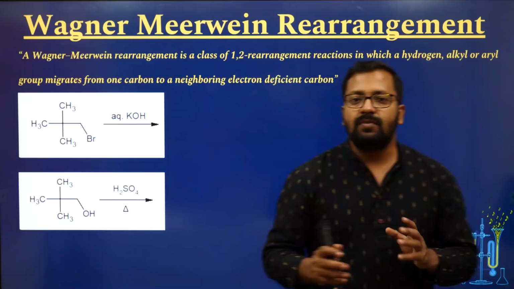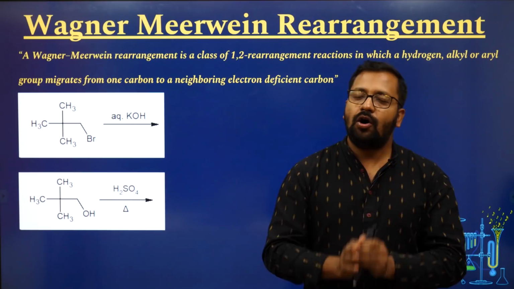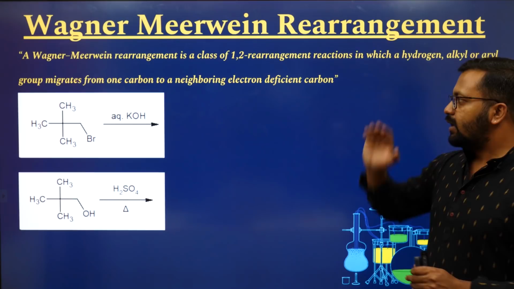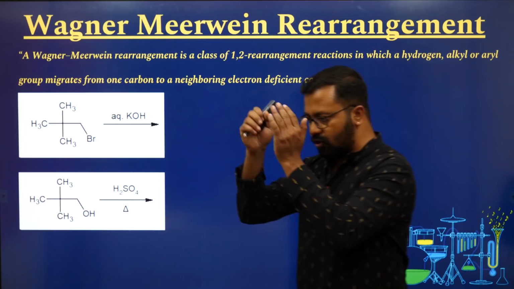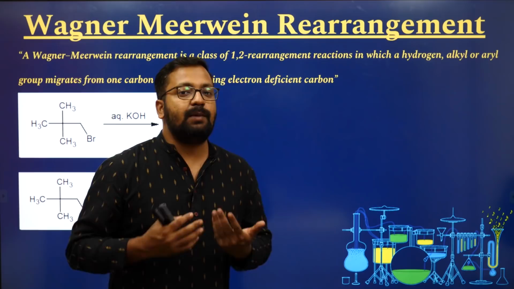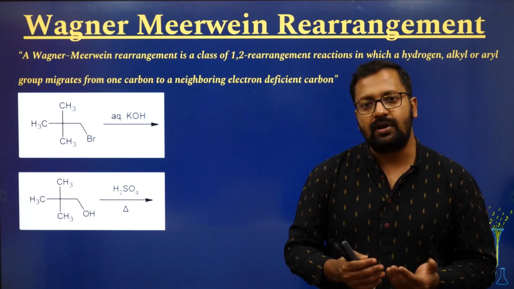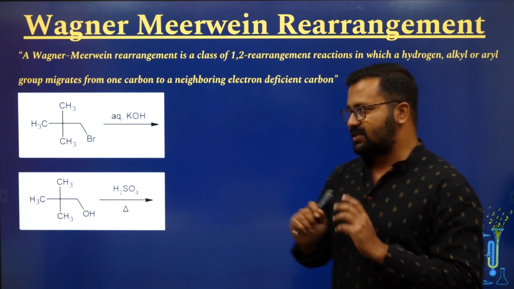So Wagner Meerwein rearrangement involves movement of an alkyl, aryl or hydrogen, or better to say hydride, from the adjacent position of a carbocation. The moment you form a carbocation, you have to make it stable. What is the driving force? Stability. If a less stable carbocation is formed, then it will try to become more stable by undergoing this rearrangement. How do we plan this out? How will we explain it?